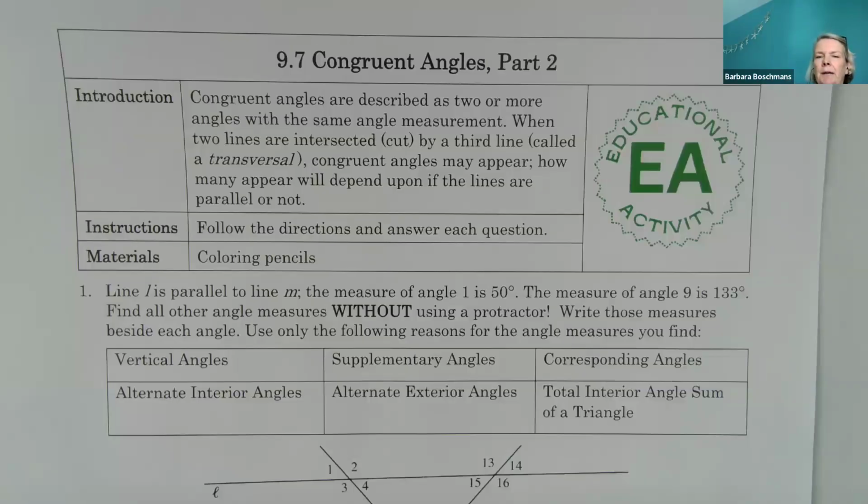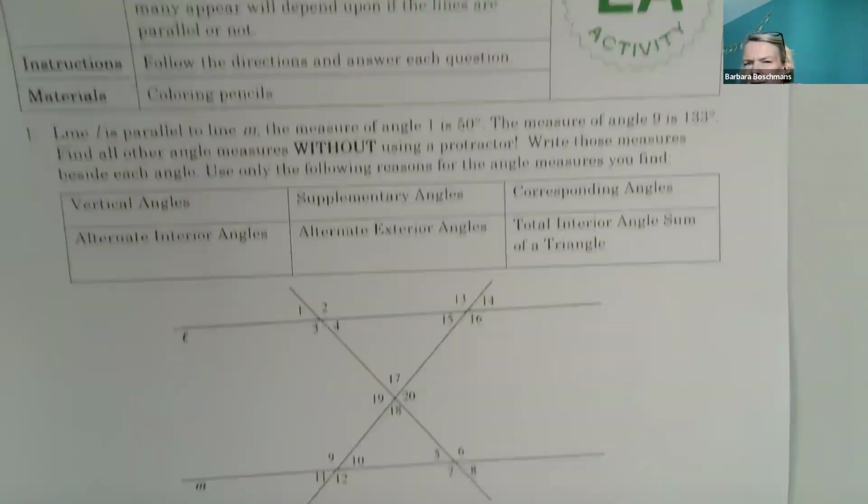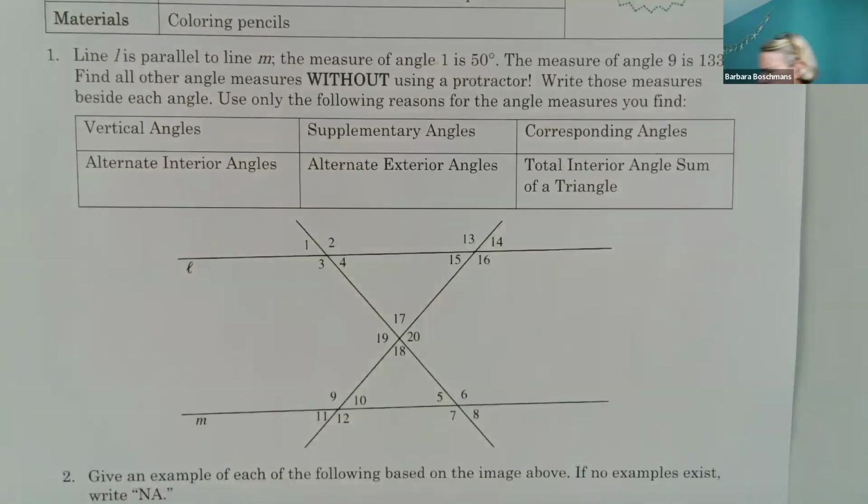9.7 is all about finding congruent angles and angle measurements, and it depends on whether your lines are parallel and cut by a third line called a transversal. A bunch of congruent angles that have the same measurement are created. There's a picture for us on this page, and we need coloring pencils because the first thing we're going to do is color the corresponding angles that have the same measurements with the same color.